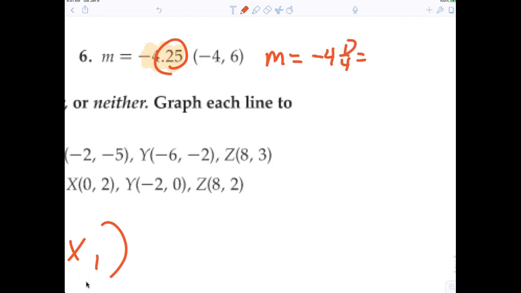And then? Yes. Come on. -17/4. That's part of the reason why I like to review. It's been a long time since you've had to convert a mixed to an improper. -17/4. You may have any issues with that? So if you had to graph that, what would I do? And from what point? That's exactly right.